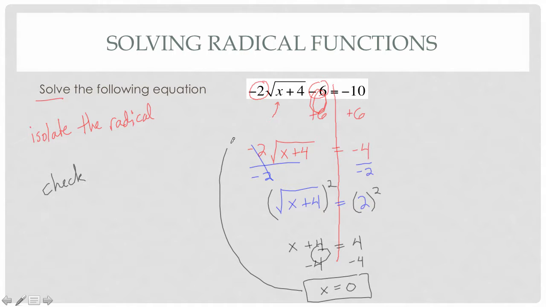If 0 is the solution, and I put it in for x, does it work out? Does negative 2 multiplied by the square root of 0 plus 4, minus 6 actually equal negative 10? Well, 0 plus 4 is 4. The square root of 4 is 2. So we've got negative 2 times 2 minus 6. That's negative 4 minus 6. And yes, that does equal negative 10. So it all checks out.